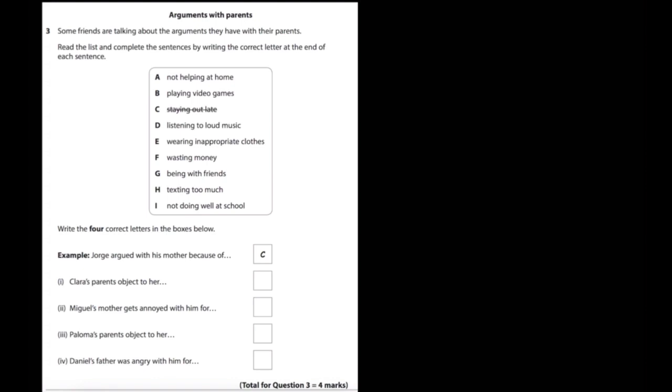This one is about arguments with parents. So it's important that you do exactly what I've just done now, and you look, first of all, at the title, Arguments with Parents. Okay, so it's going to be about family, relatives, disagreements, problems. So some friends are talking about the arguments they have with their parents. Read the list and complete the sentence by writing the correct letter at the end of each sentence. So I'm doing the right thing. I'm looking at reading what I need to do.